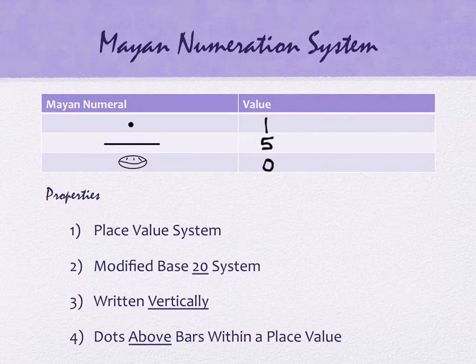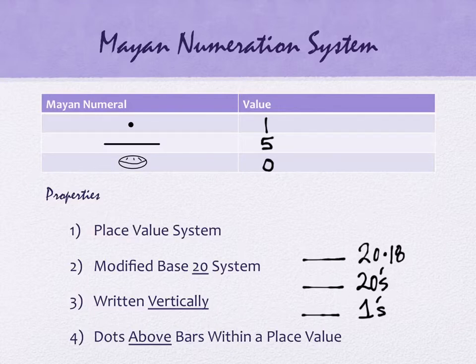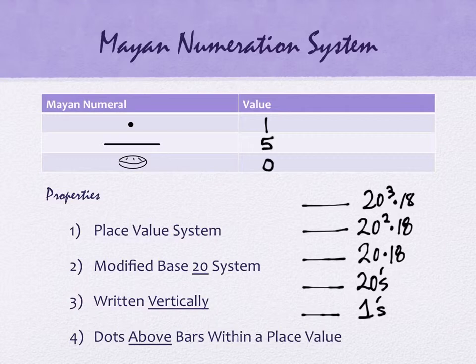If we're thinking vertically, this first one would be the ones place. Those are not bars that indicate the number 5. They're just placeholders, okay? And then they would have the 20s place. That's what it would look like if we're base 20. The next one would be 20 squared, 20 cubed, and so on, but theirs isn't. The next one is 20 times 18. I know. And then 20 squared times 18, and then 20 cubed times 18, and so forth. That's why it's called a modified base 20 system, because we get this random 18 thrown in there, or at least it seems that way.